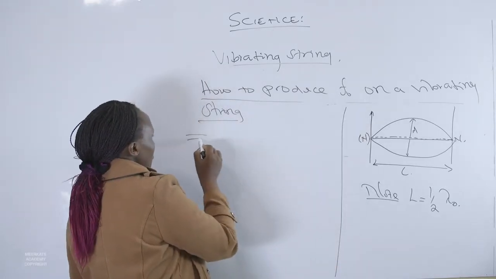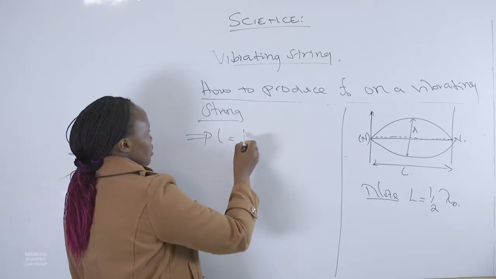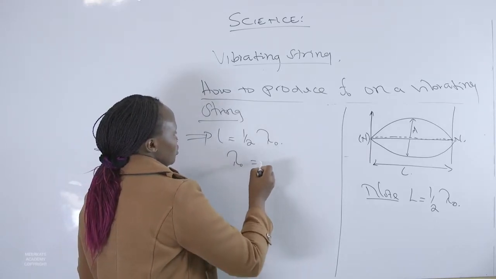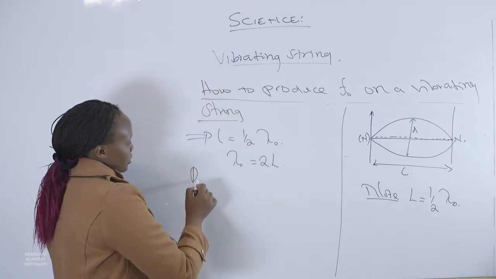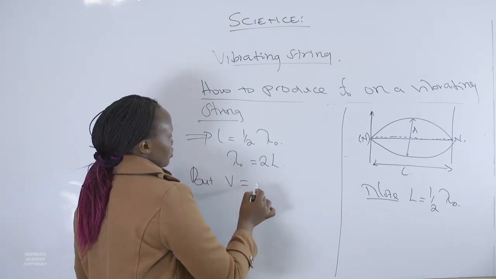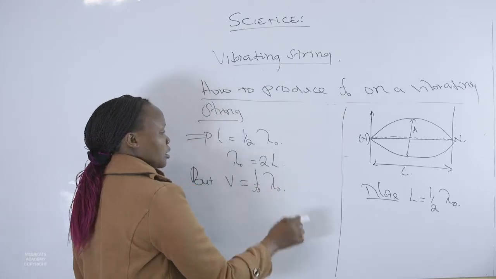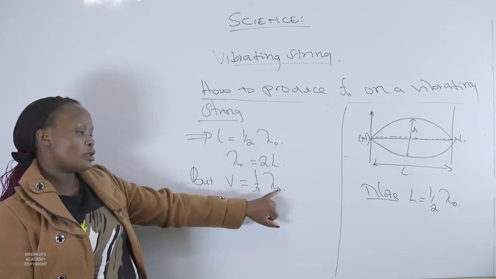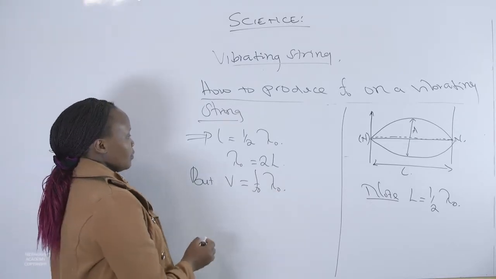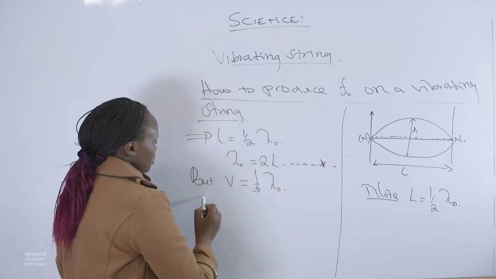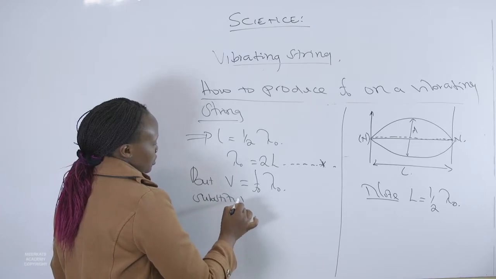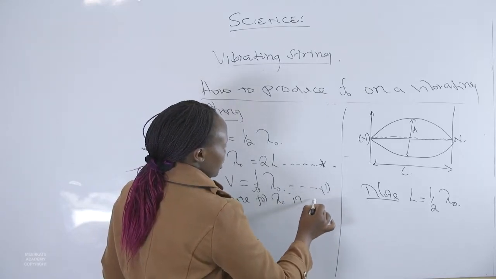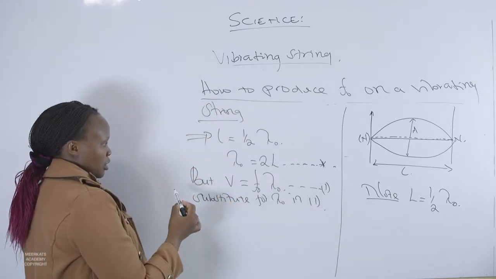Therefore, if L is equal to half the wavelength, then the wavelength is equal to 2L. But we know that speed is equal to the frequency multiplied by the wavelength. And in this case, we have fundamentals: the simplest frequency, the simplest wavelength that we can afford. And therefore, we want to substitute for wavelength in our equation 1.